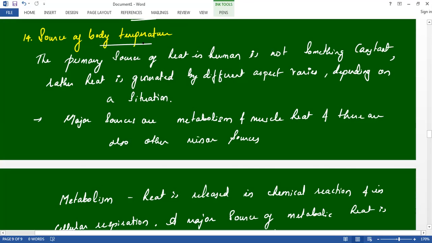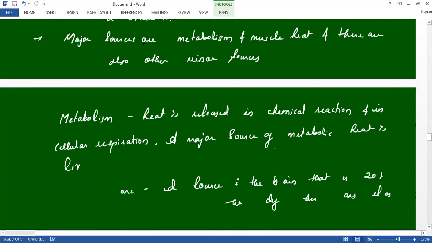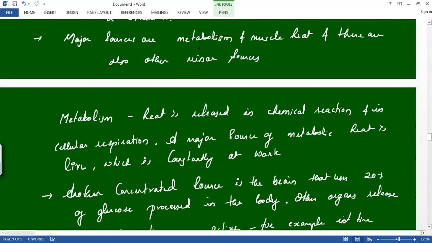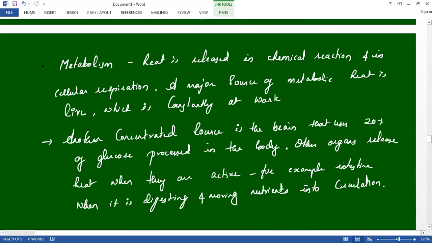The primary source of body temperature is not something constant; rather, heat is generated in different ways. That is, it depends upon the situation. For example, the major sources of heat in our body are metabolism and muscle heat. There are other minor sources. So let us look at metabolism.